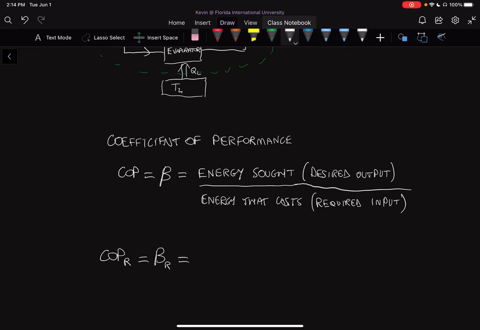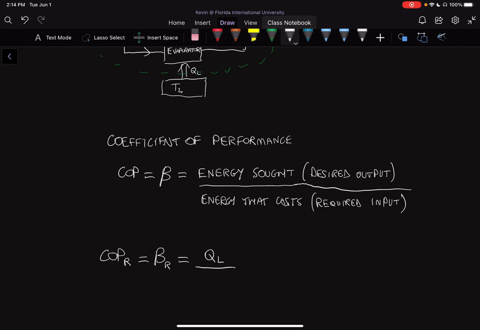And what is the energy sought in a refrigerator? What is it that we're trying to increase in a refrigerator? Well, in a refrigerator, we're trying to keep TL cold. We're trying to keep the temperature low. So how do we do that? If we increase the QL, that means we're going to keep our TL very low. So our energy sought in a refrigerator is QL. We want QL to be high. If QL is high, that means we have a higher coefficient of performance.